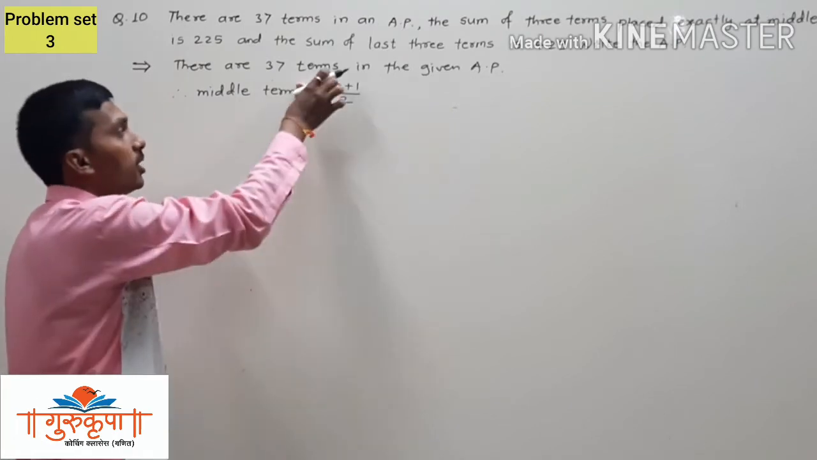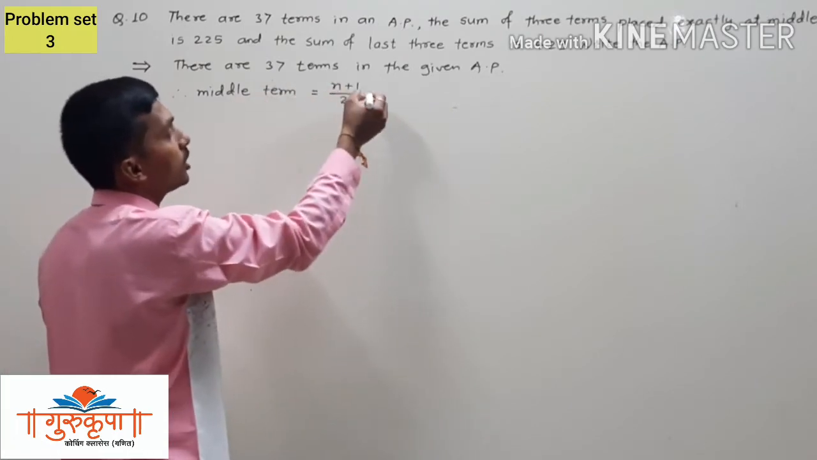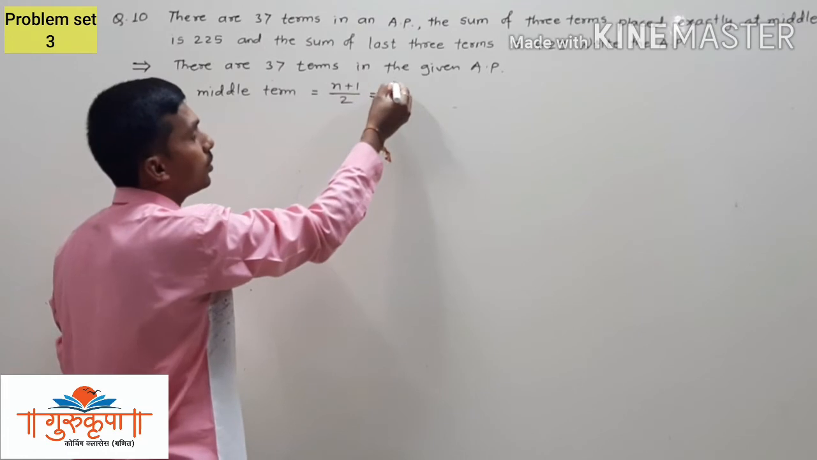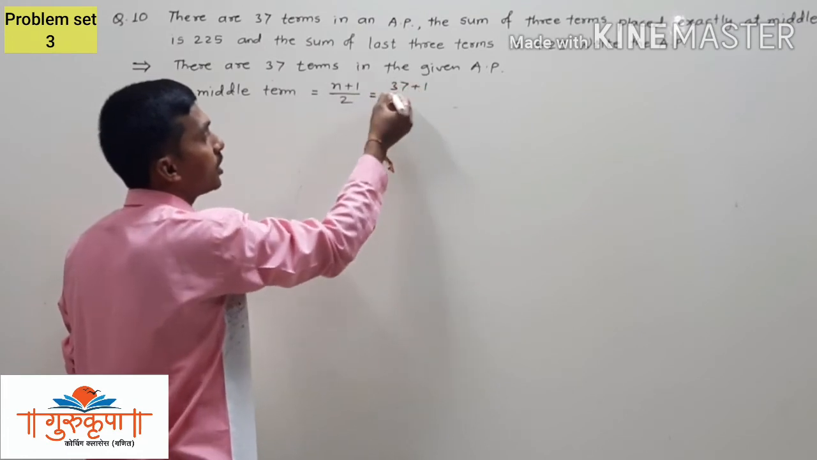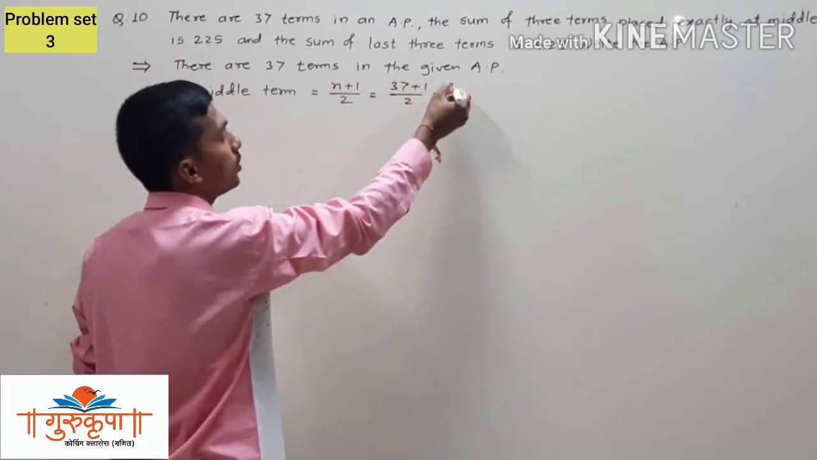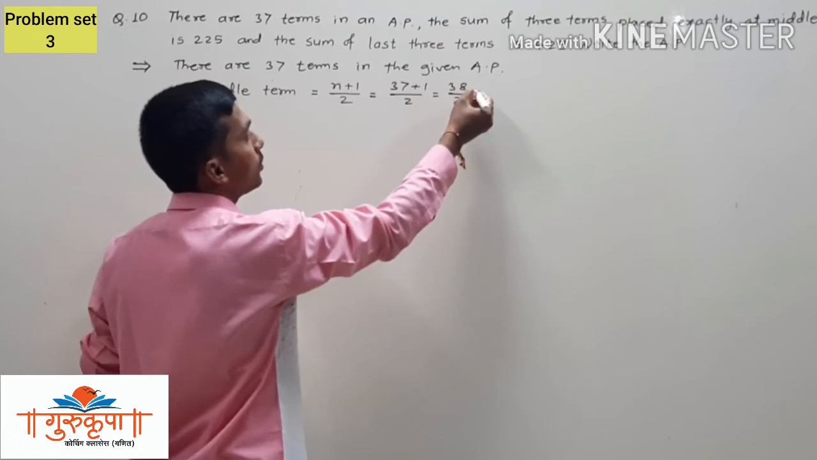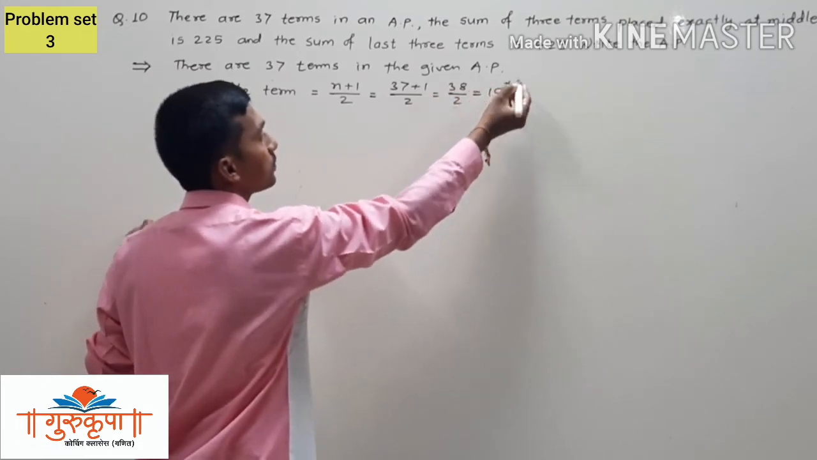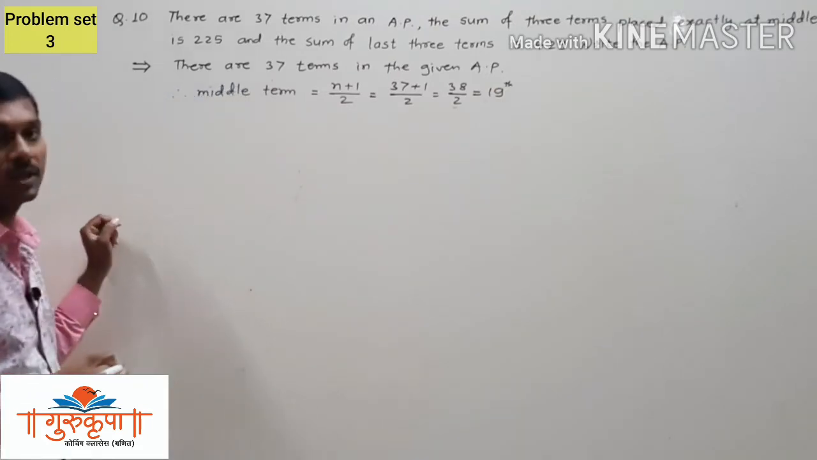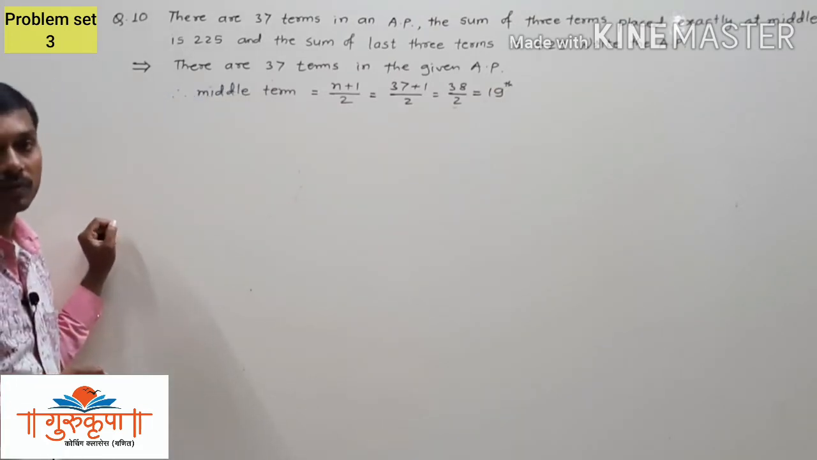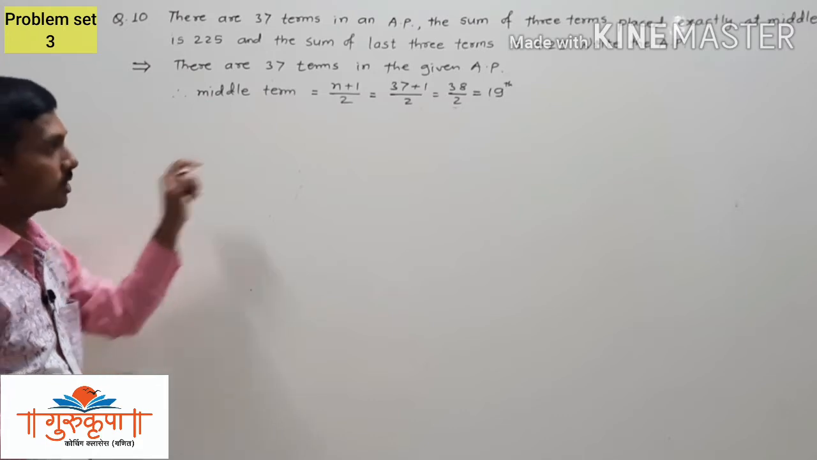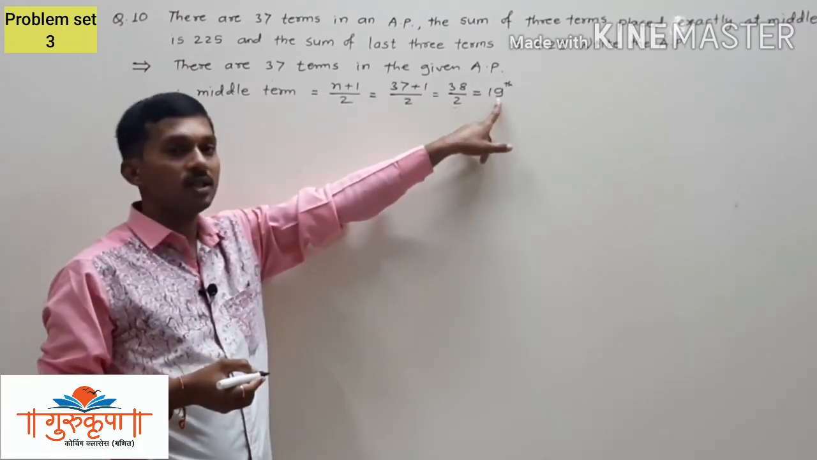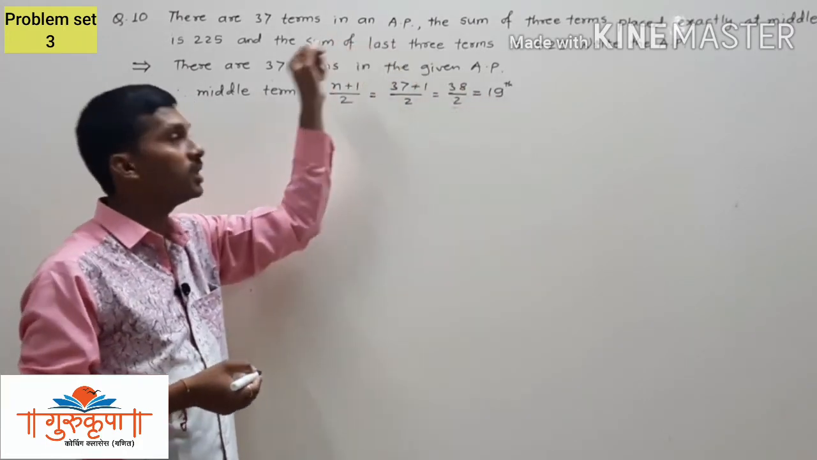So here we have to find the middle term. How to find the middle term? Middle term is equal to n plus 1 upon 2, that is equal to 37 plus 1 upon 2, that is equal to 38 upon 2, that is equal to 19th. 19th term is the middle term of the AP. That is a single term. This is the one middle term of this given AP.